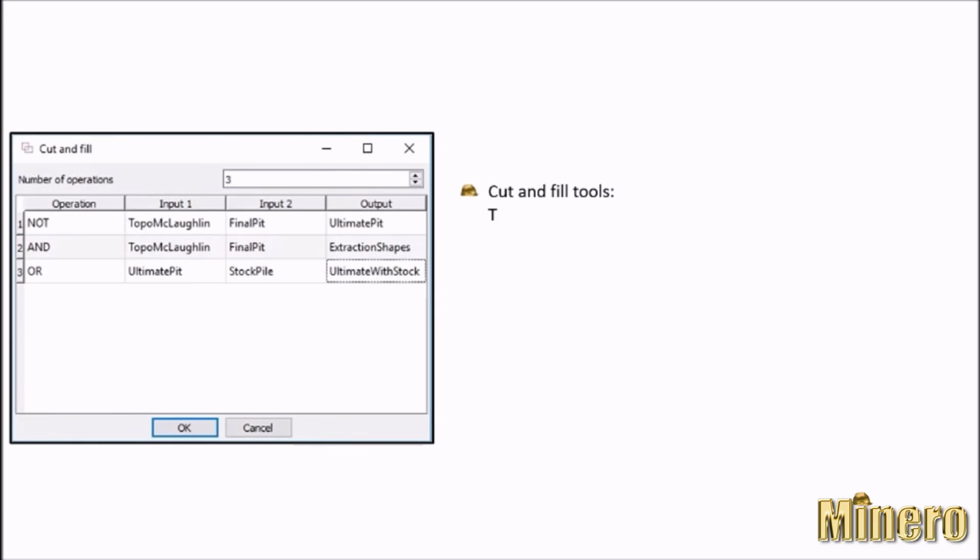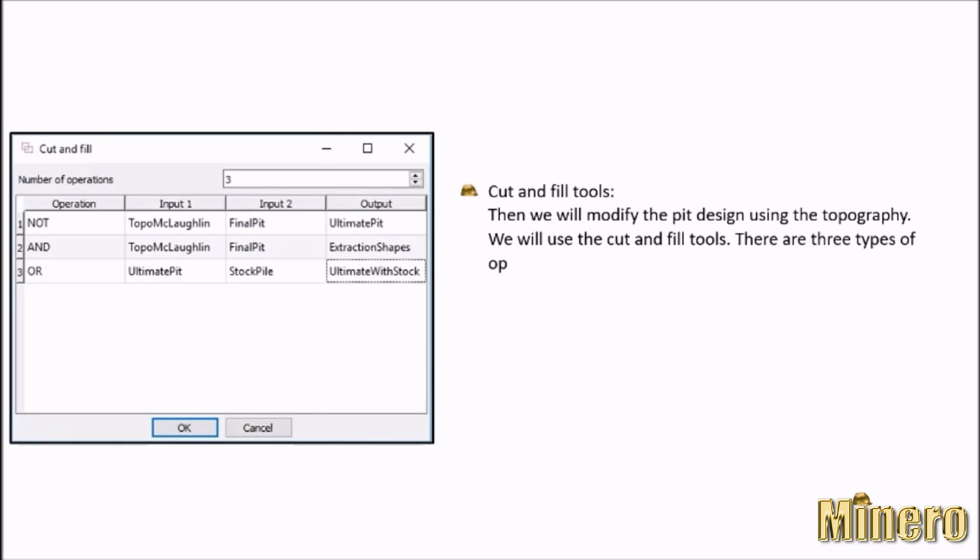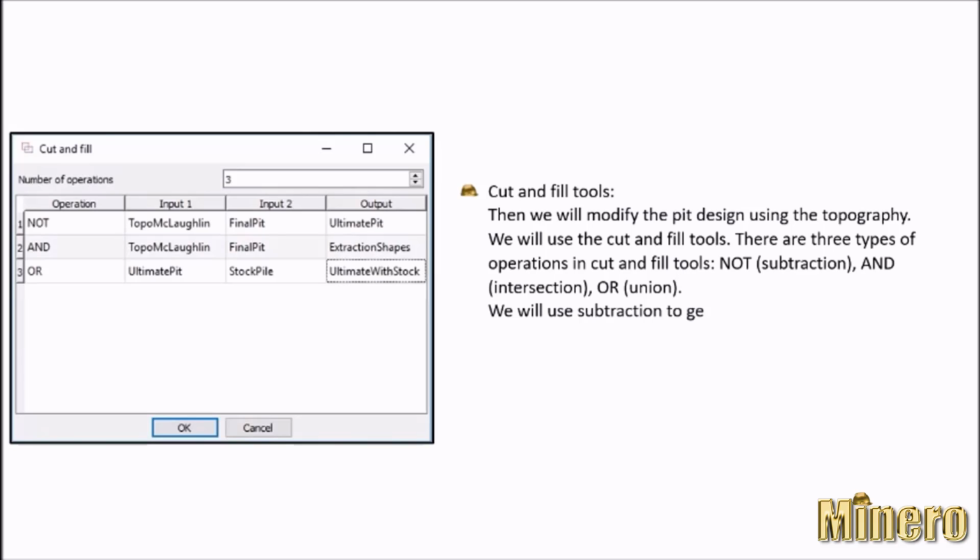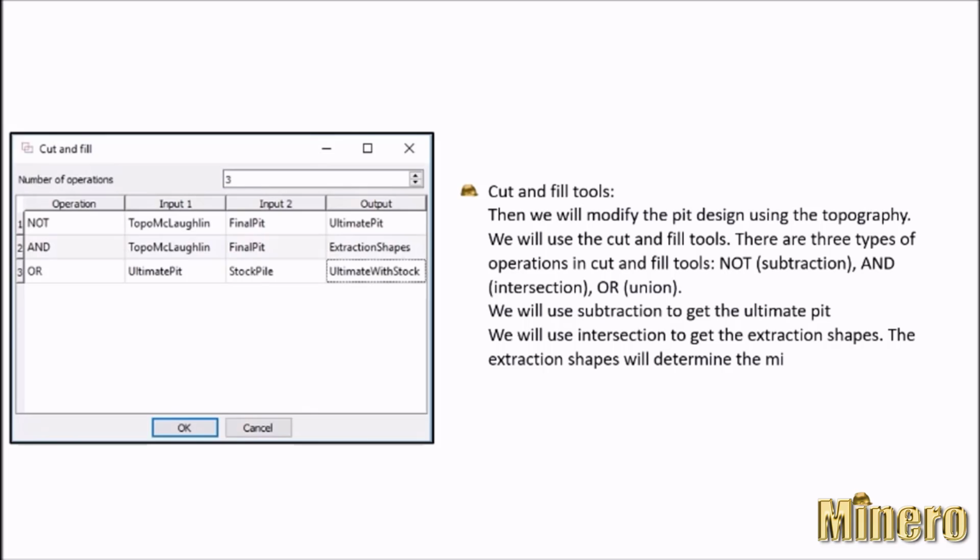Cut and fill tools. Then we will modify the pit design using the topography. We will use the cut and fill tools. There are three types of operation in cut and fill tools: subtraction, intersection, and union. We will use subtraction to get the ultimate pit. We will use intersection to get the extraction shapes. The extraction shapes will determine the mine area. We will use union to get the ultimate pit with the stockpile.